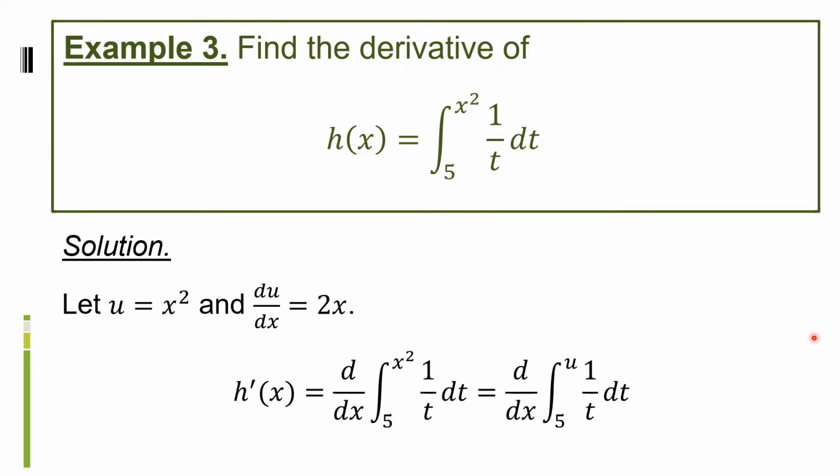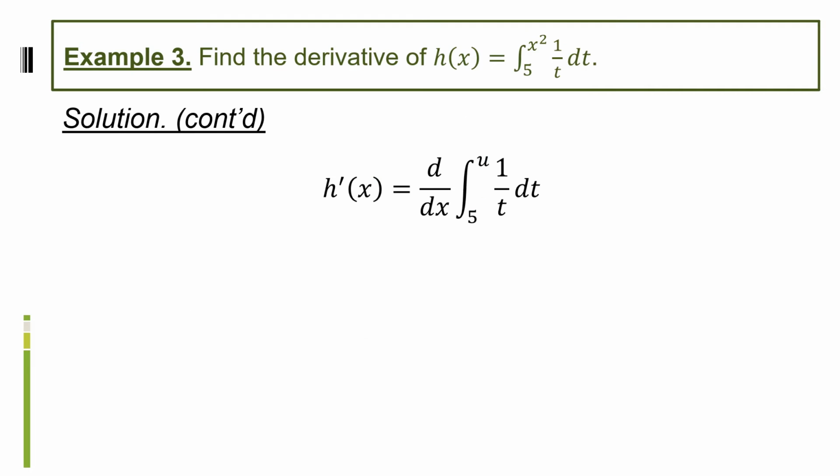So, we know that h prime is equal to d over dx of the definite integral from 5 to x squared of 1 over t dt. Or that is d over dx times the integral from 5 to u of 1 over t dt. Kasi nga 'di ba, pinalitan na natin yung x squared ng u.